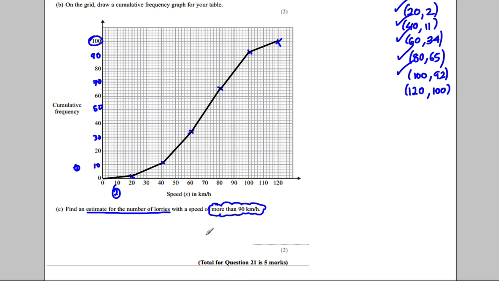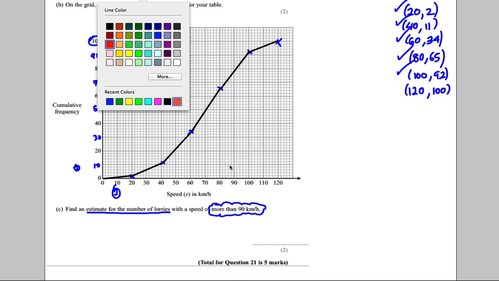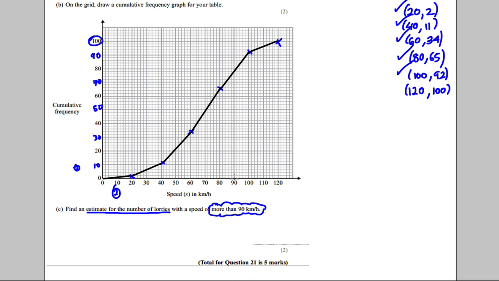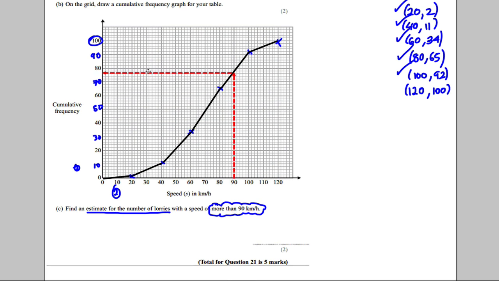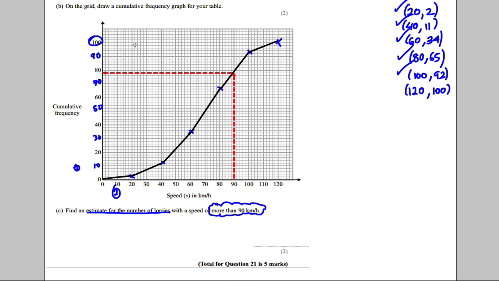It's a more than question. So, what do we do? We get our ruler out and we find 90 kilometers on the axis. This is here. We draw a line up until we get to our cumulative frequency diagram. Then we draw a line across, and it looks like 78 cumulative frequency.